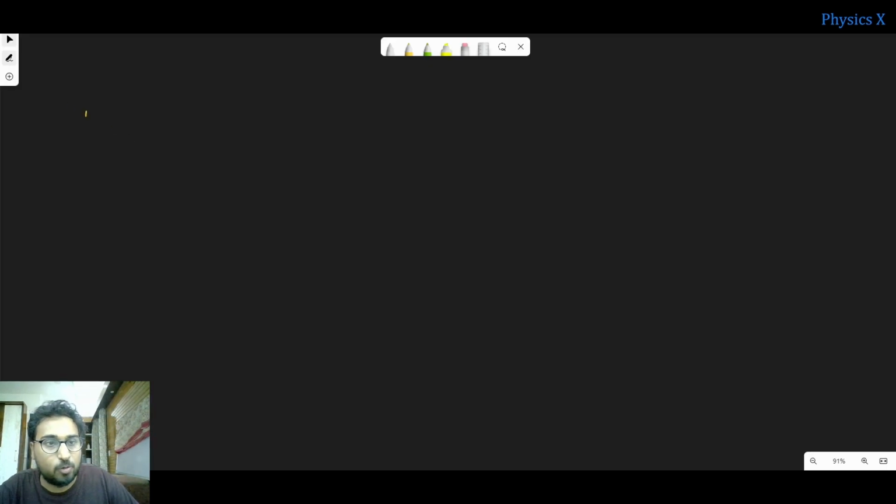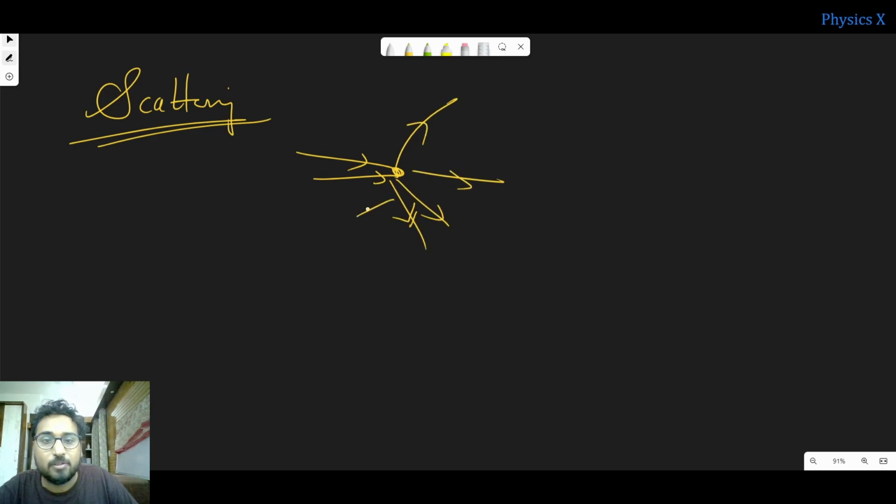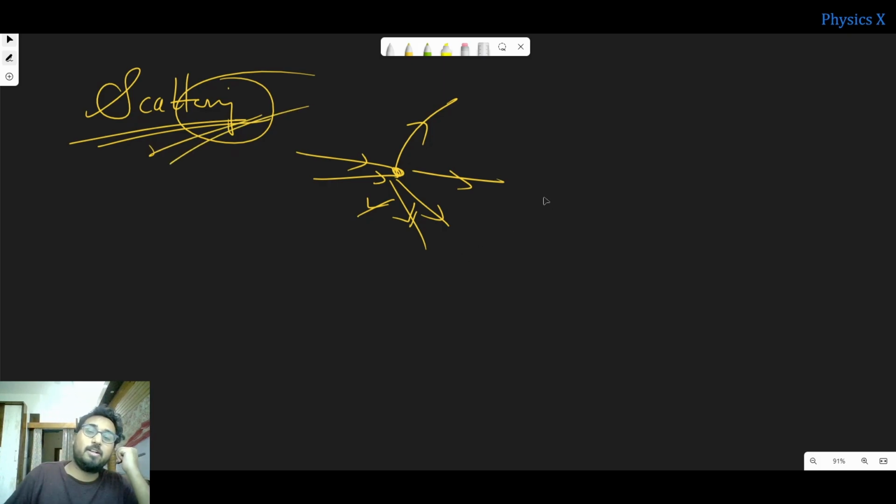Now let us move to scattering. This chapter is a bit more theoretical. Scattering means when light strikes a certain object, it will spread in all directions. That is what we call scattering.